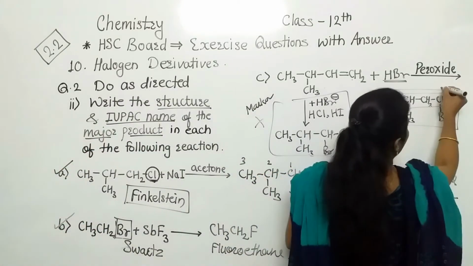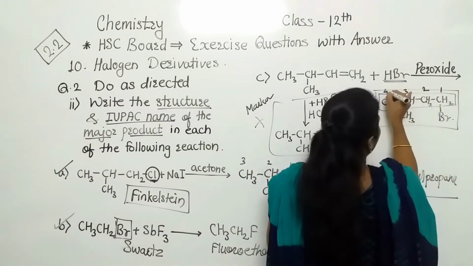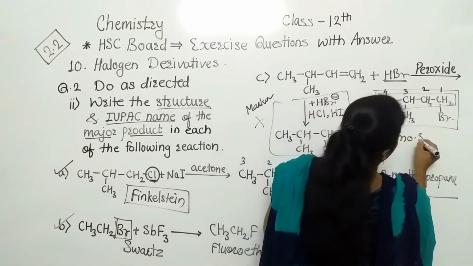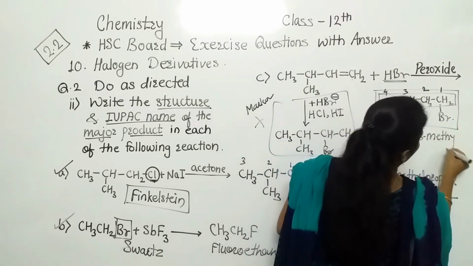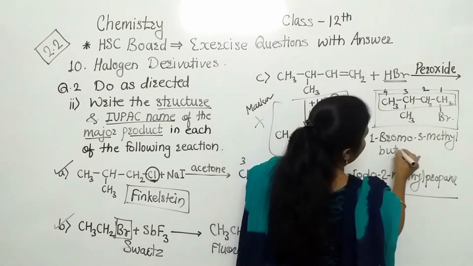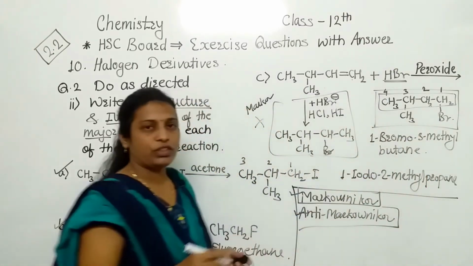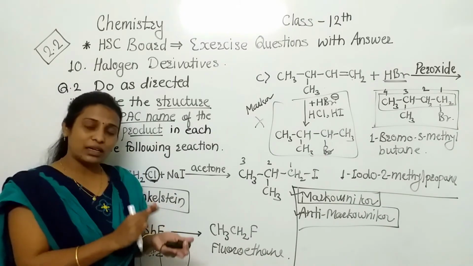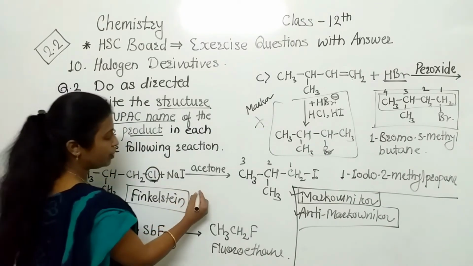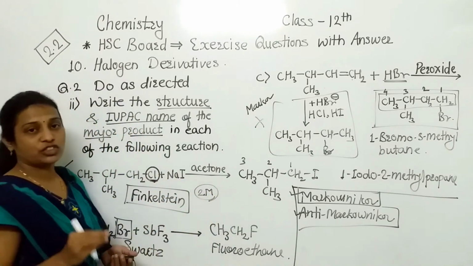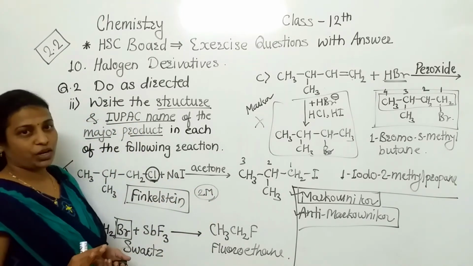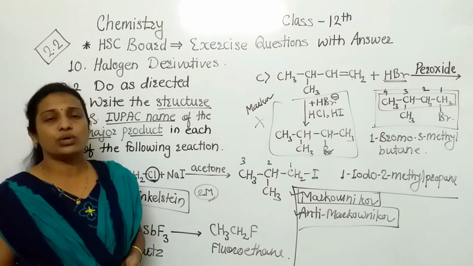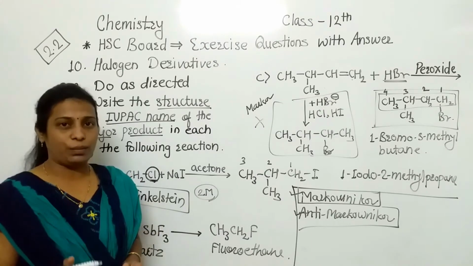Second step is numbering: 1, 2, 3, 4. So in this way, 1-bromo-3-methyl butane. This is the correct IUPAC name of this reaction. So here we have completed 3 reactions with another example, as well as covered 2-mark name reactions. Most of the time, questions like write a note on Finkelstein reaction, Swarts reaction, Wurtz-Fittig reaction will be there.